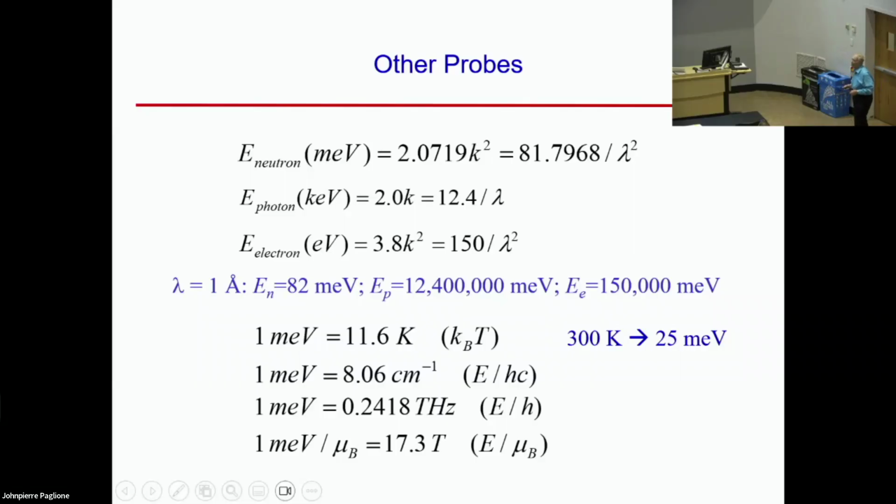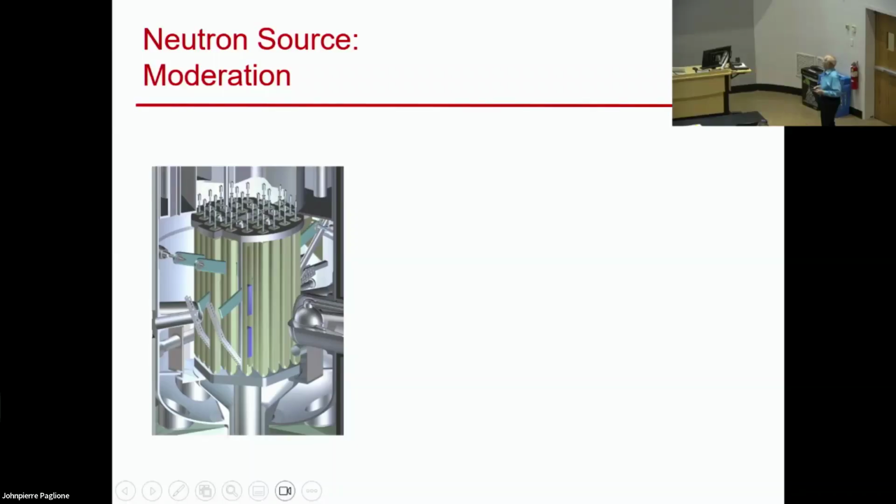1 millielectron volt corresponds to 11.6 Kelvin. So if you're operating at room temperature, where you're interested in the excitations, or lower, that's about 25 millielectron volts. That's why neutron scattering is so useful: those are typically the excitations you're interested in. Neutrons are perfectly matched to those energies, whereas with photons, if you want to do inelastic scattering, you really have to work hard to get enough energy resolution to see the excitation. That'll be on the quiz later.